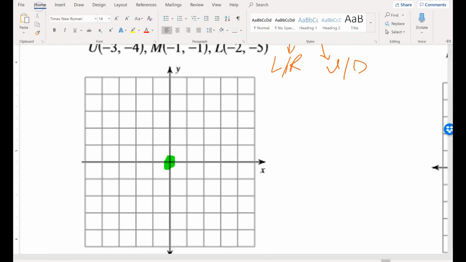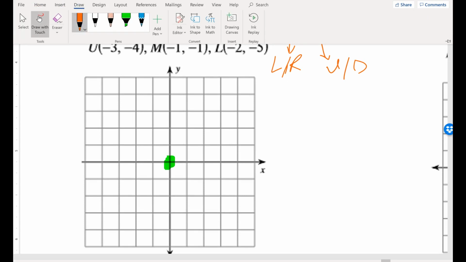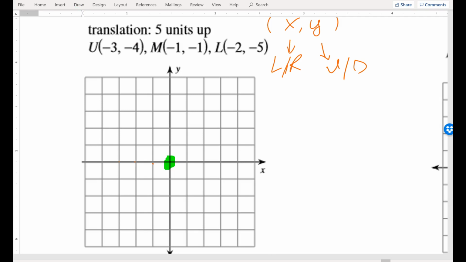All right. Draw, Mr. O'Neil. Draw. The thing is called draw. -3, that means I'm going over here. 1, 2, 3. I don't want you to put these dots. I'm just showing you where I'm going. And then down -4. 1, 2, 3, 4. Dot right here. And what do we name this? U. That's what we name it. U.